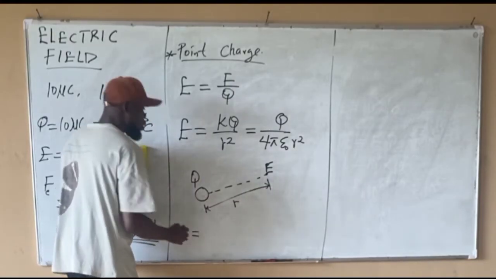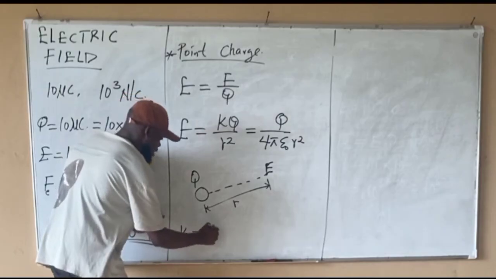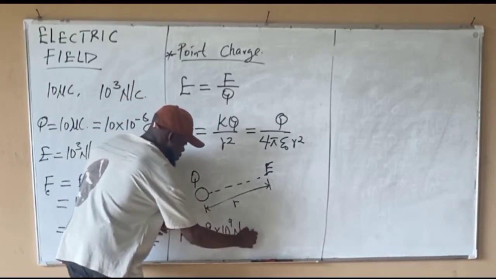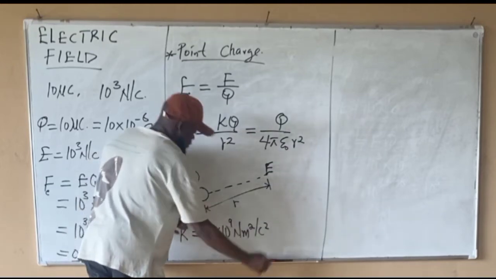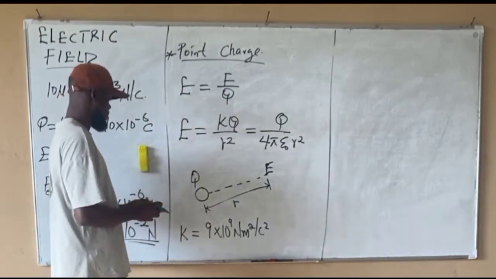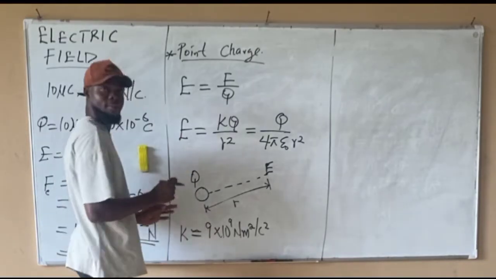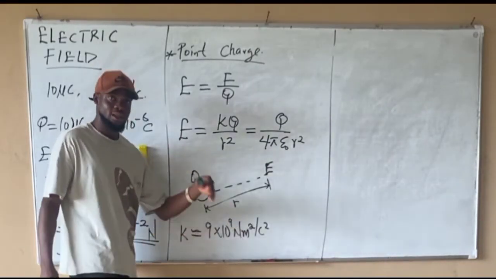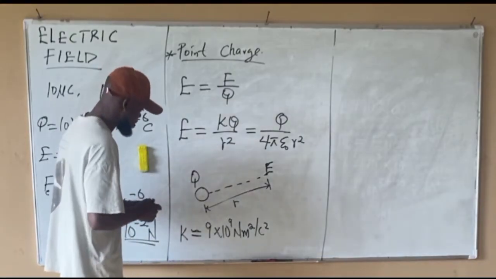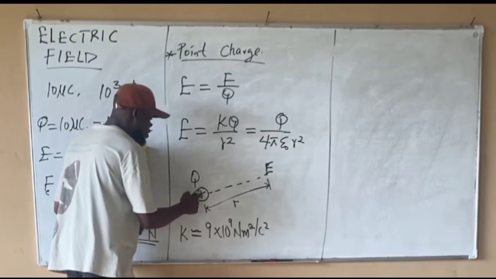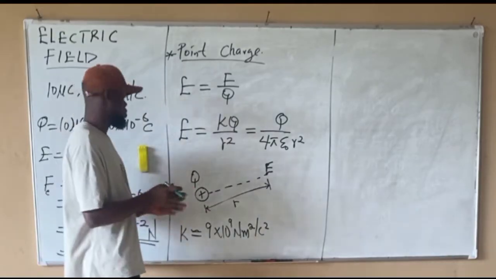Now what is K? K is equal to 9 times 10 raised to the power 9 Newton meter squared per coulomb squared. That is the value for K. Remember this is an approximate value. Actually, it's 8.99 times 10 to the power 9 Newton meter squared per coulomb squared. So remember, this charge can either be positively charged or negatively charged.